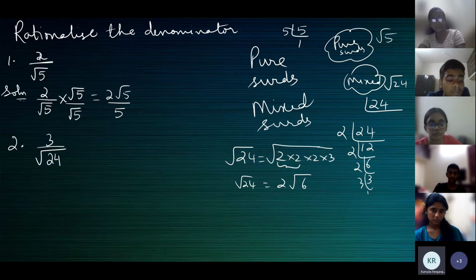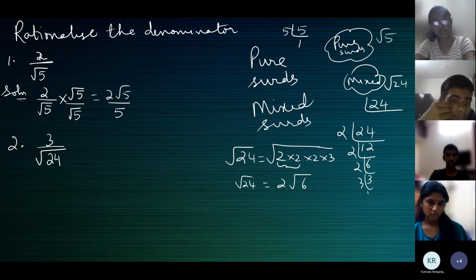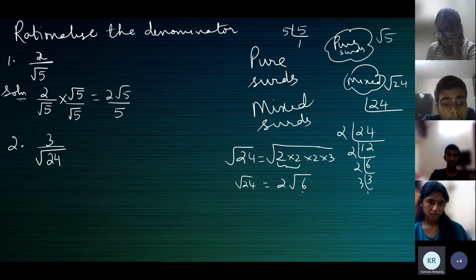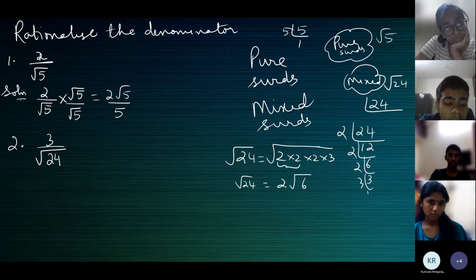It's a pure surd because its rational factor is 1. Root 5 means 1 root 5. Now 2 root 6 is a mixed surd. The rational factor is 2. It's not 1. So if the rational factor is something other than 1 or minus 1, then it's a mixed surd.